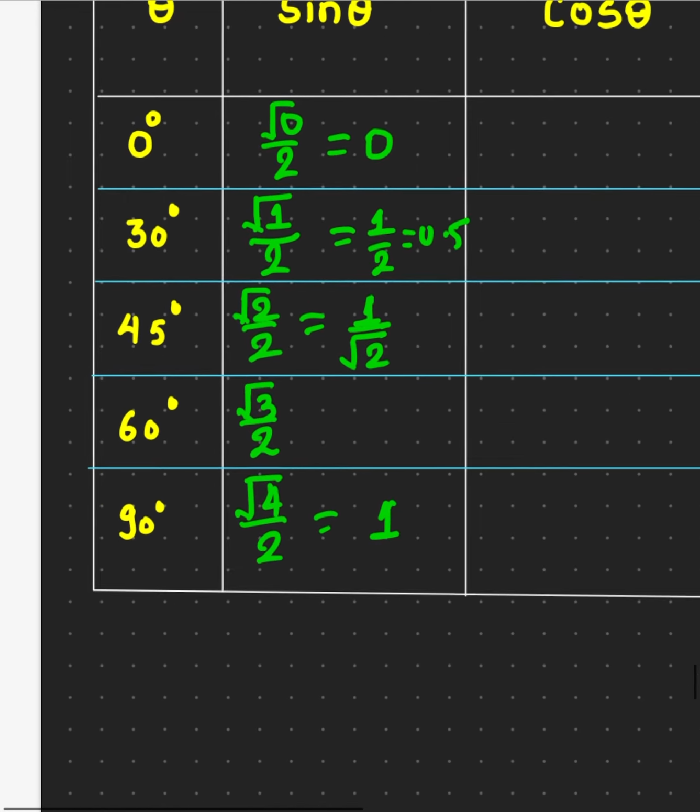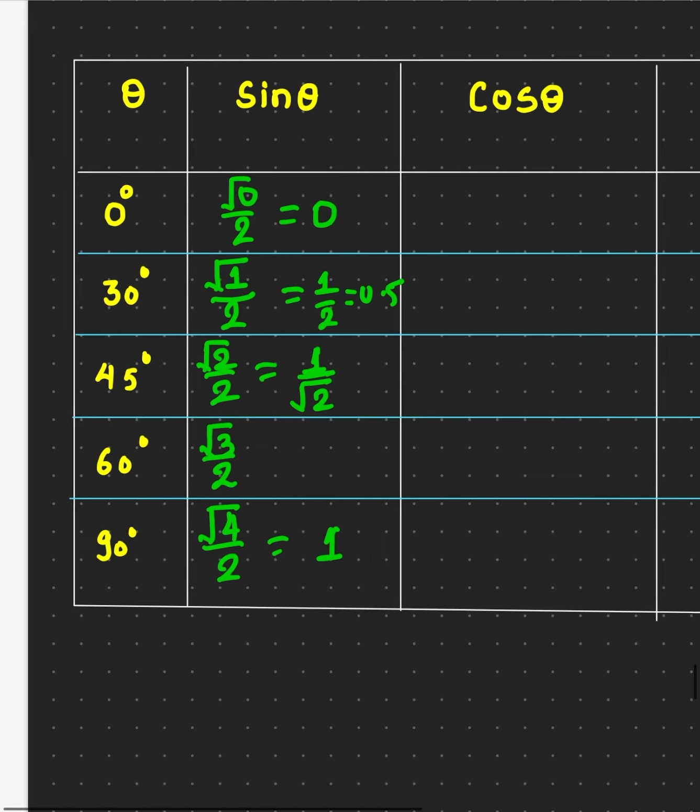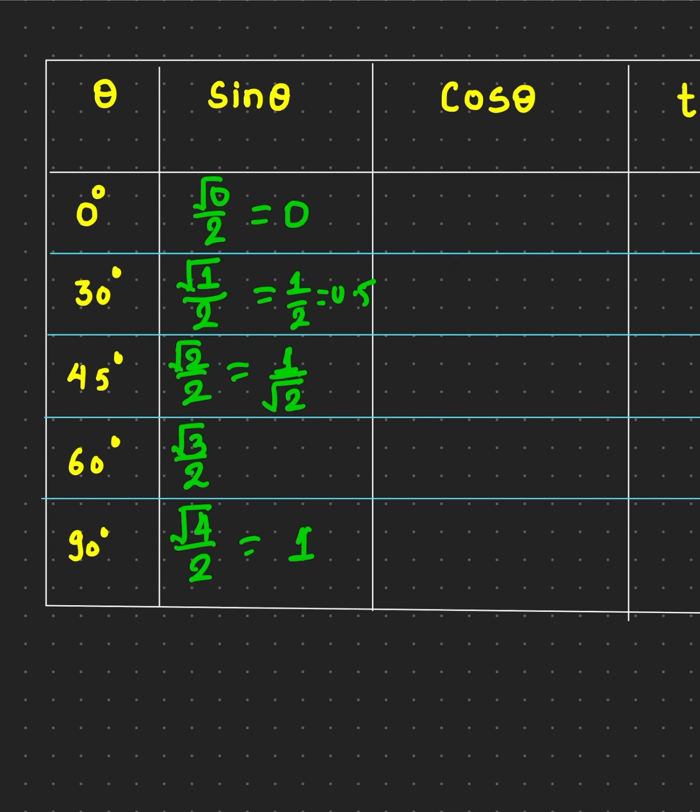Okay, so let me zoom in here. For sine, all you have to use is this formula here, the square root of n over 2. That's all you have to use, and go from 0 to 4. If you plug in 0, you'll get 0. If you plug in 1, 0.5. 2, 1 over root 2. 3, root 3 over 2. So that is the value of sine theta: sine 0 degrees, 30, 45, 60 and 90.